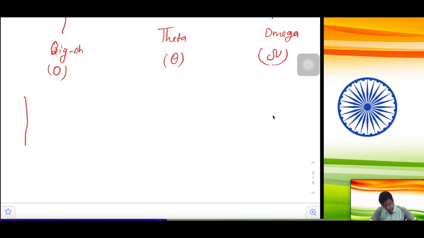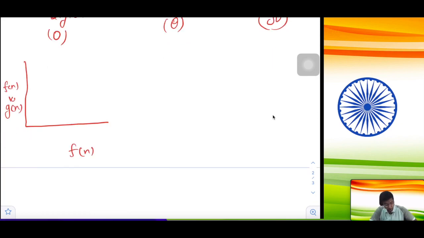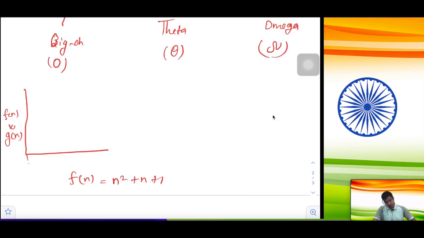Okay, so now I am talking about the big O. Let me take an example. I have taken a graph. Suppose this is f(n) and g(n). Suppose we are talking about the function f(n) equal to n square plus n plus 1. Here are the values of n: -1, -2, -3, 0, 1, 2, 3, and so on. These are the values of n.